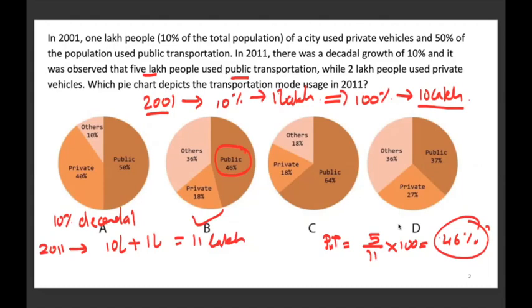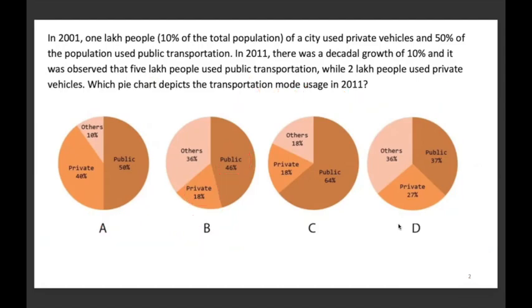Also, we are given that 2 lakh uses private vehicles. 2 upon 11 into 100 also comes to 18.18%. So even that value is correct. So option B is the one which is the right answer here. All right. We'll move to the next one.